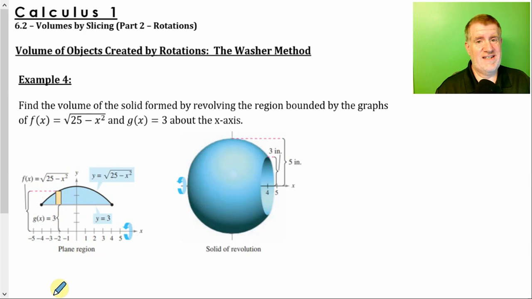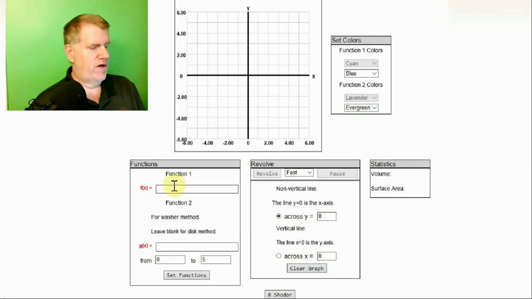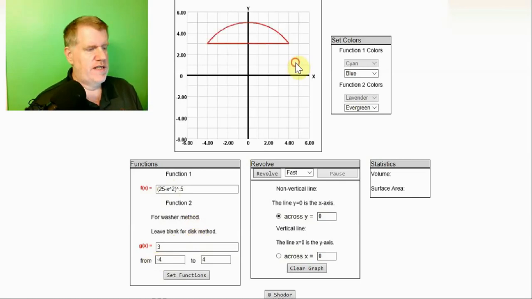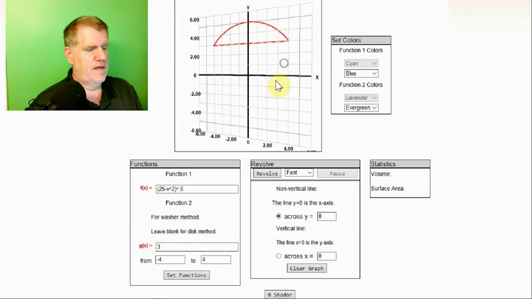So let's see how that gets generated. We are going to use the graph, the square root of 25 minus x squared. The way I have to type it, I'm going to do it like this and raise the whole thing to the half power. So that's the square root of 25 minus x squared. And I have a second function, g. So I want to go from negative 4 to 4. So we're going to rotate this around the x-axis. So here's what it would look like.